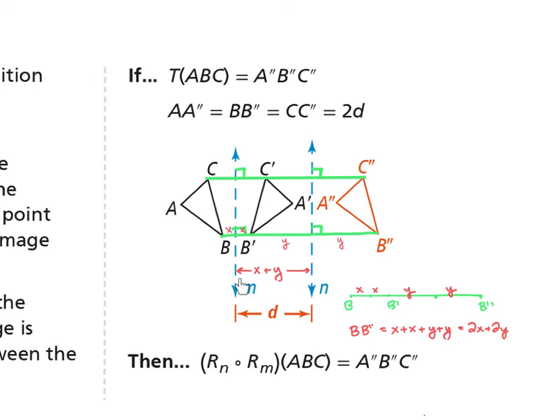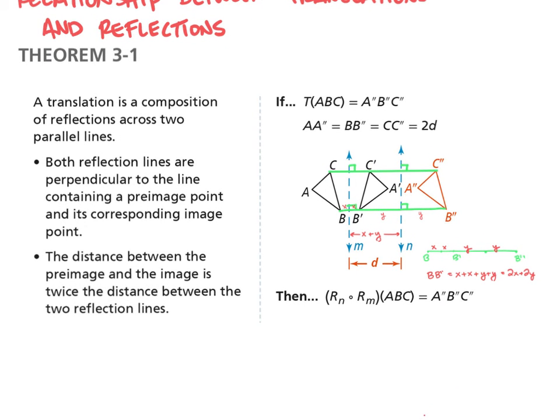The distance between the 2 lines is just x plus y. The distance from B to B prime prime is 2 x's plus 2 y's. So that just verifies this idea right here, that the distance between the image and the pre-image, these 2 points, is double the distance between the 2 reflection lines.